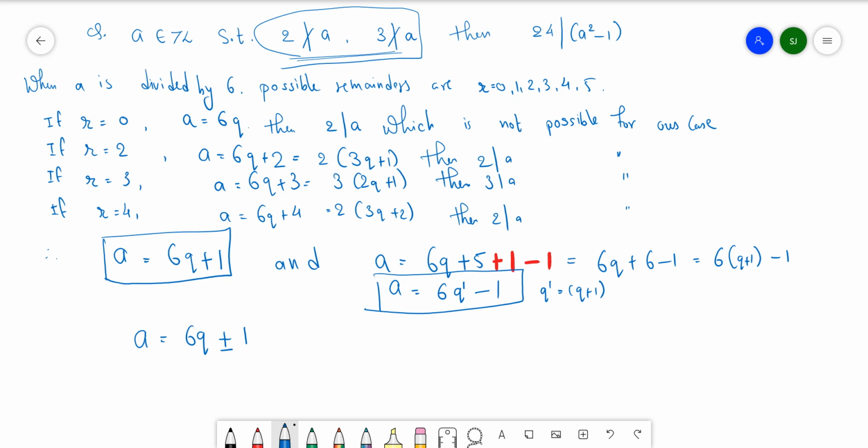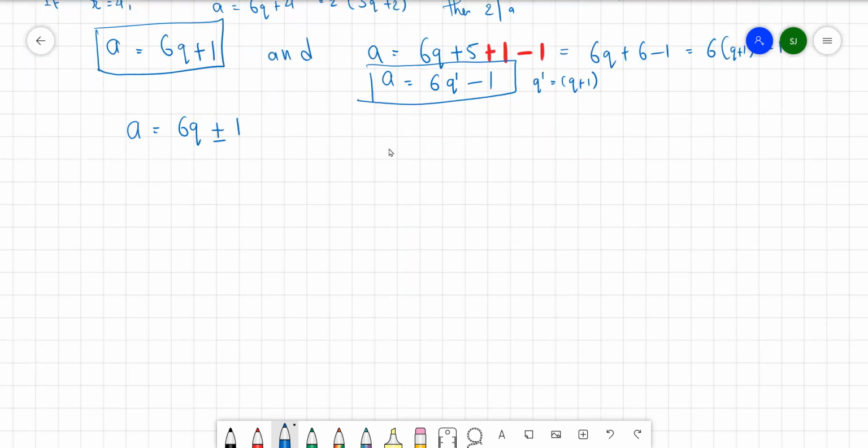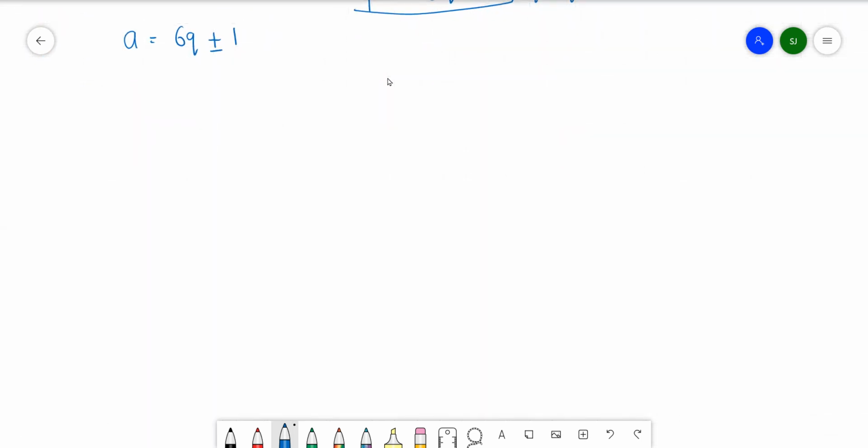So by the given condition, I know a is of this form. Now I will think about a square minus 1. So my a square will be, I just square this, right? It is nothing but 36q square plus or minus 12q plus 1. If it is plus, it will be plus. If it is minus, over here it will be minus. We wanted a square minus 1.